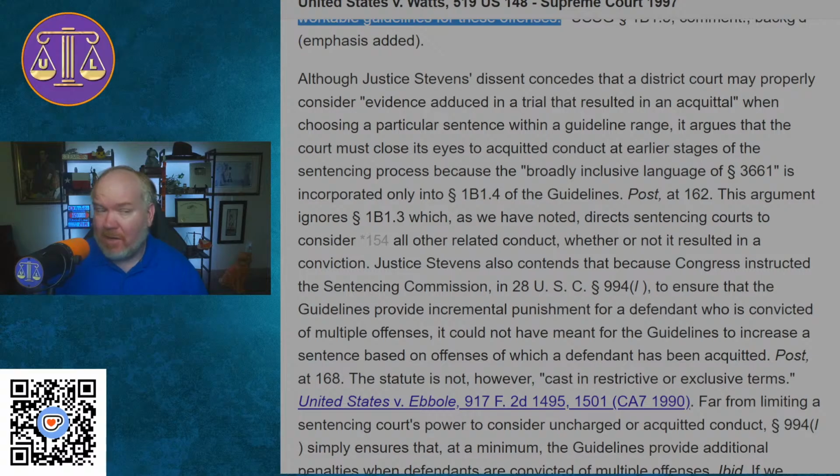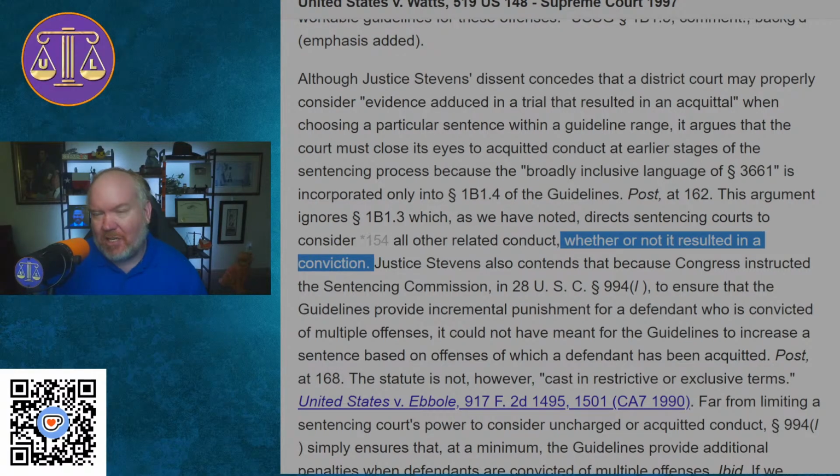This argument ignores some other part of the statute, which, as we've noted, actually it's not even a statute at that point, it's guideline sentencing range, but whatever. This argument ignores some other thing, which, as we've noticed, directs sentencing courts to consider all related conduct, whether or not it resulted in conviction. We don't really care about those convictions, not important to us.